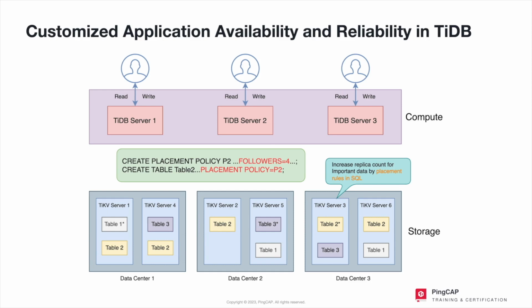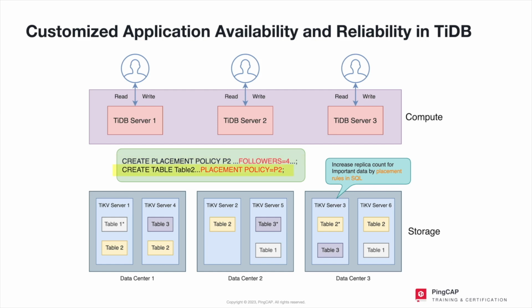First, we create a placement policy. Placement policy is another way of saying placement rule. We will name our placement policy P2, and we will use the followers option to set the number of replicas. In this case, we set the number of followers to 4, which gives us 5 copies of the data, or 5 replicas. Next, we issue a create table statement for Table 2.